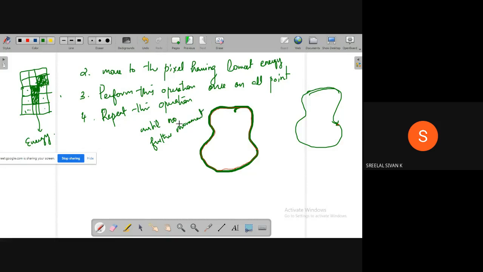When this happens, the snake is said to have converged. When there is no further movement, we can conclude that the snake has converged, and the segmentation is complete. So you have refined your boundary. That means when no further movement is obtained, you can conclude that our snake has converged. So you'll get a boundary.